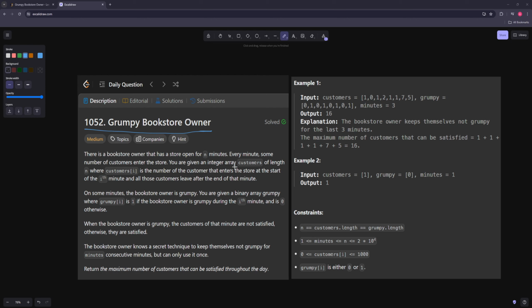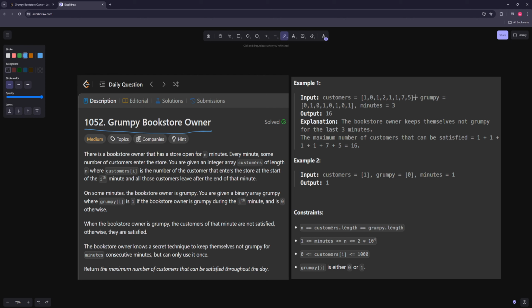So basically the whole minutes thing doesn't really matter. It's essentially some number of customers enter and leave, and they all enter and leave at one time, and then the next group, and the next group, and again the next group. So you could think of each one of these numbers as a different group of customers, and the group enters and leaves before the next one enters and leaves.